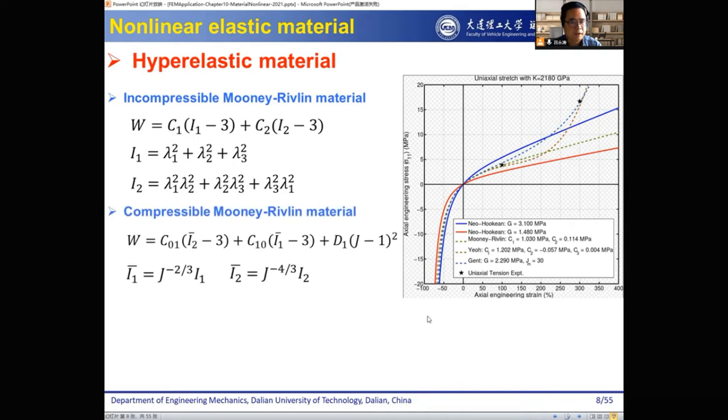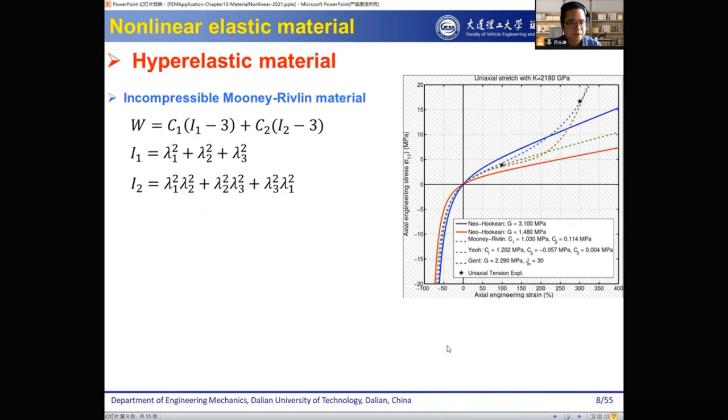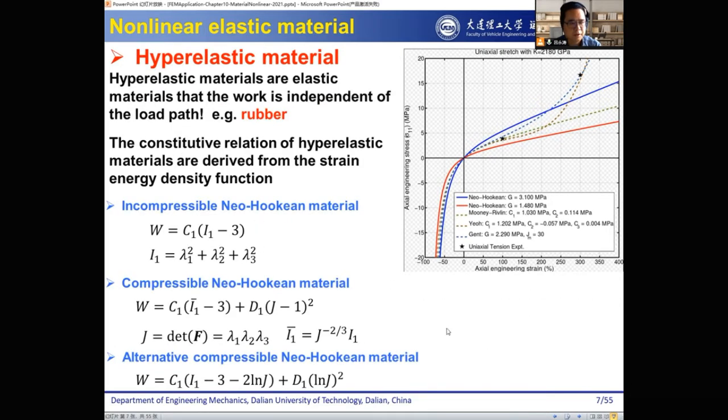We have the incompressible Mooney-Rivlin model. So here is the neo-Hookean material. The feature of the neo-Hookean material is that it only relates to the first invariant. Okay, it only has a relationship with the first invariant.